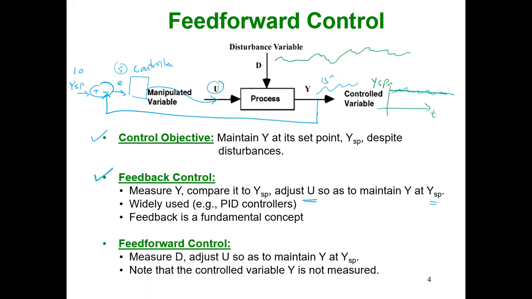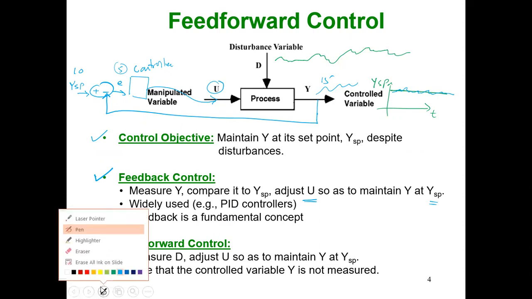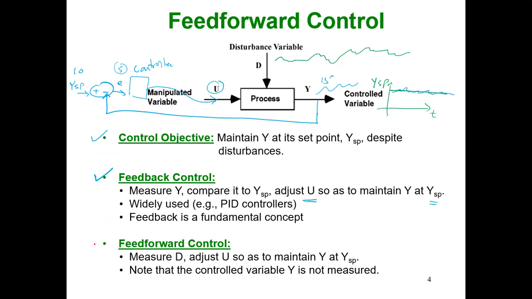Okay, this we study. Widely we use PID, and in the last lectures we focused on developing the PI controller. And this is a very basic or fundamental concept, right? Okay. So what about the second one, the feed forward control? Now in the feed forward control, here we have to measure D and we adjust U so that we maintain Y at Y SP. So note that the control variable is not measured.